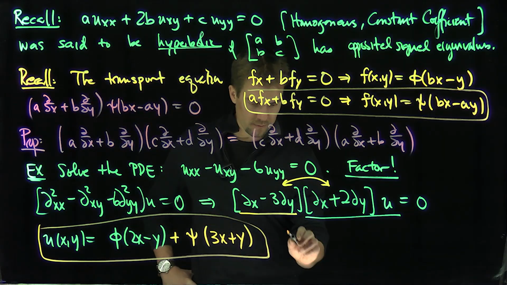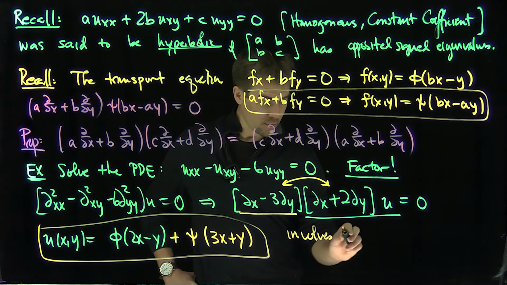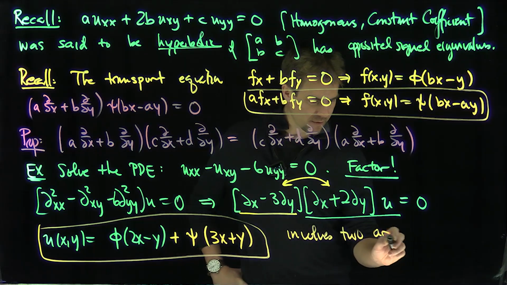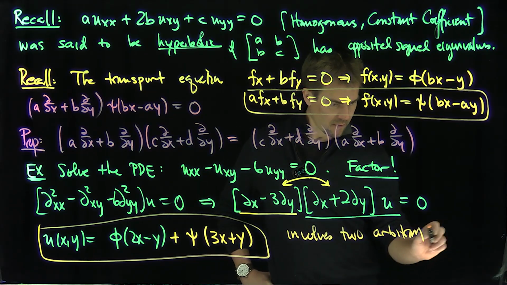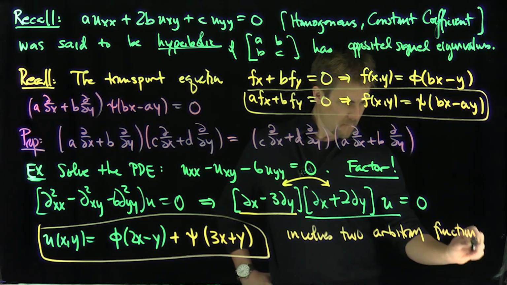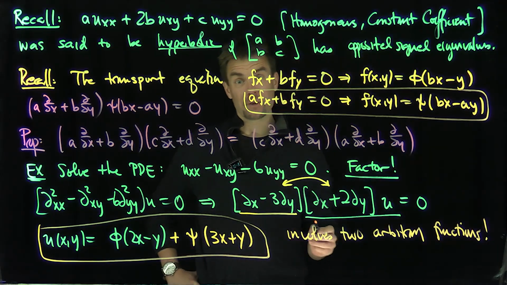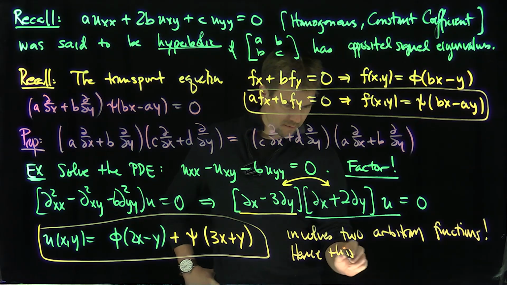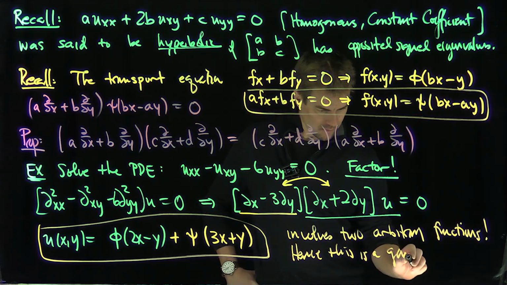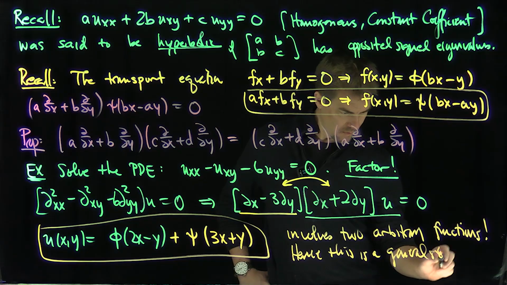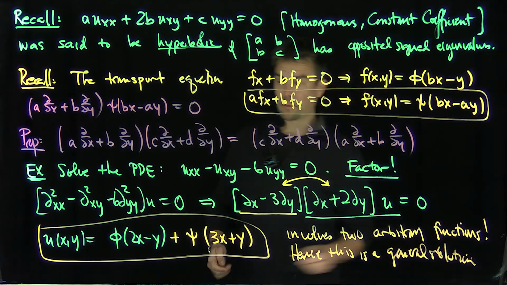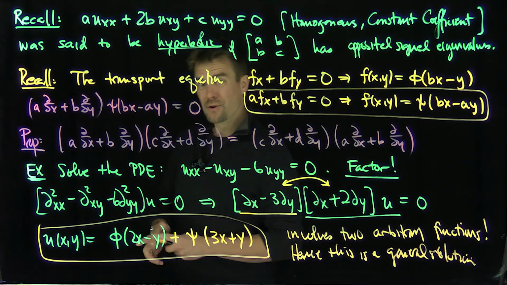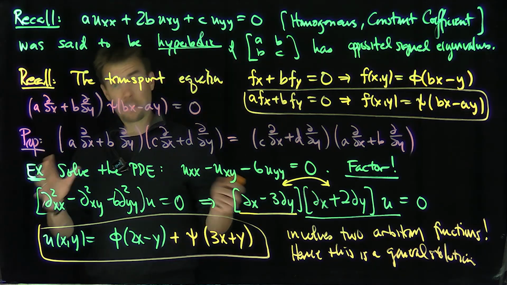So my solution involves two arbitrary functions, and therefore it's a general solution. Hence, this is a general solution. So the remarkable thing is that with these constant coefficient equations, you can factor them, right? Now I had to pick a hyperbolic problem over here.